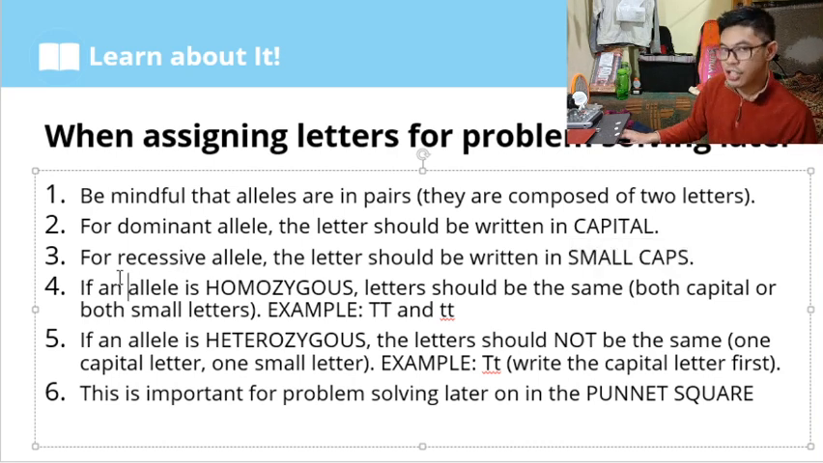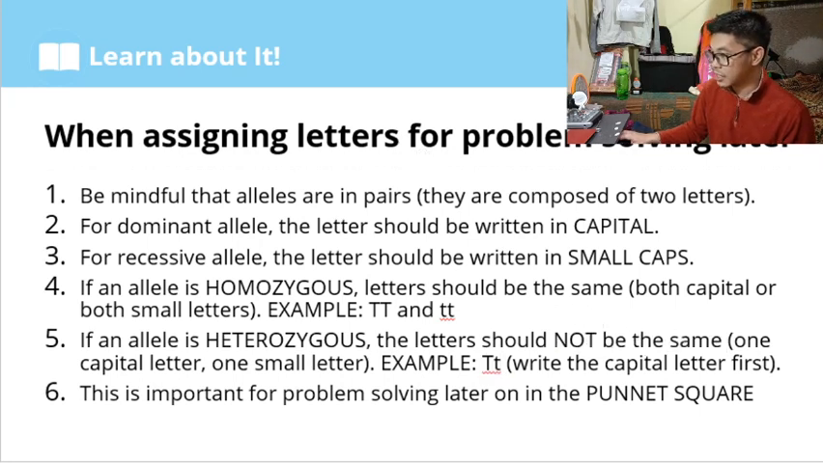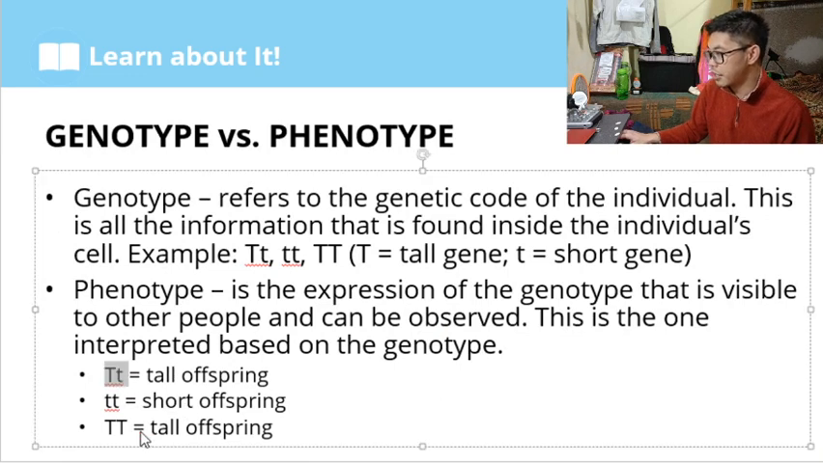Pag recessive allele, gamitin natin small letters. Now, pag minention niya na homozygous, dapat yung letters na yun, both capital or both small, depende kung anong sabi. Ito yung tinatawag natin homozygous combination. Pag heterozygous naman, they should not be the same. One should be capital and one should be small. So, just like this one here, this is heterozygous, this is homozygous, and this is again another homozygous.